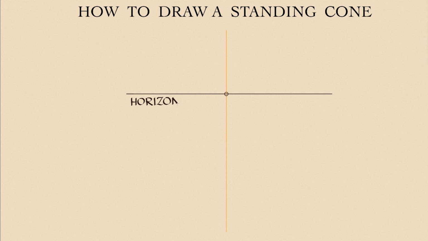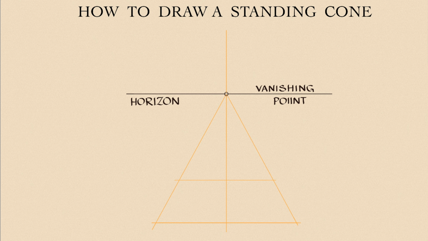Let's begin with a standing cone. This drawing will be done in a one-point perspective. The horizon line is almost in the middle, which means that the cone will be standing at the viewer's eye level. There is only one vanishing point. Two vanishing lines are converging into this point.